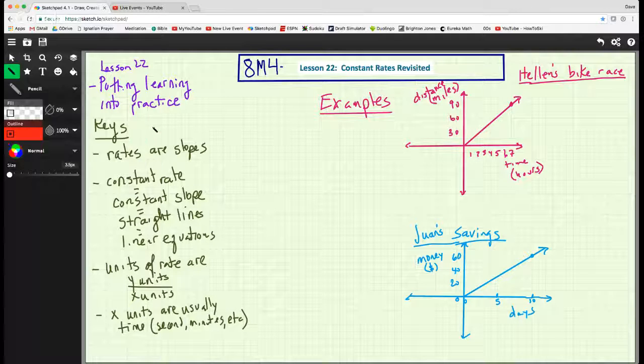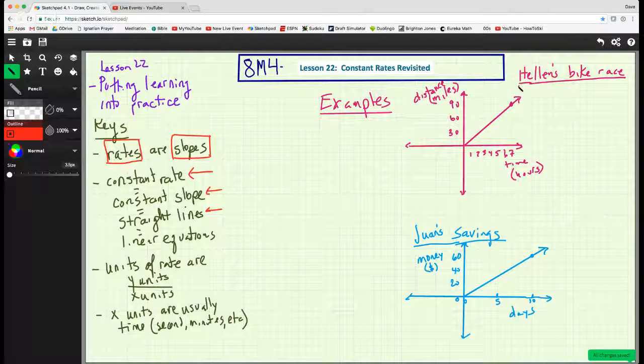The keys for today. When I say rate, you think slope. It is the same thing. Rates are slopes, okay? We're going to do some examples here in a second, so you'll see what I mean. Now, the second thing is when we talk about a constant rate, we talk about a constant slope, right? If a rate is a slope, then a constant rate means a constant slope. And if we talk about a constant slope, we are talking about a straight line, right?